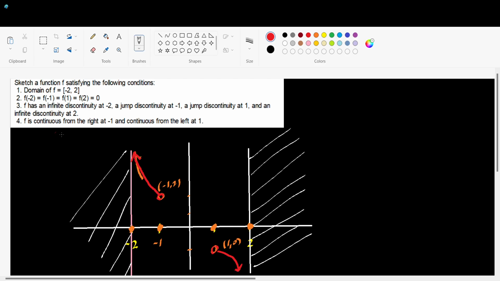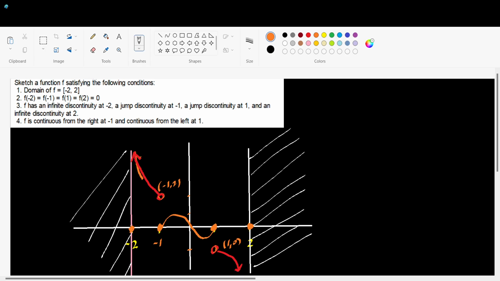And finally, f is continuous from the right at -1 and continuous from the left at 1. Since the points (-1, 0) and (1, 0) are points in the function, and continuous from the right at -1 and continuous from the left at 1, that means that these 2 points are included in the graph, connecting (-1, 0) and (1, 0). So we can say that this is something like this. There.